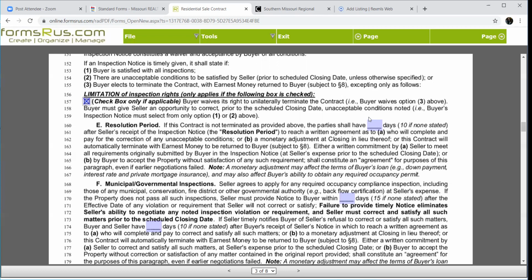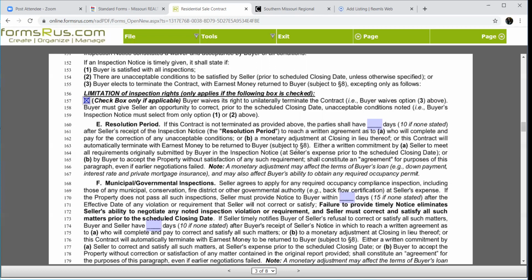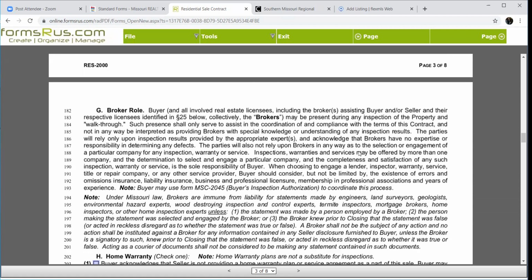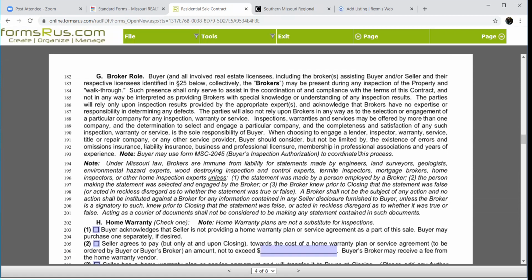I'm like, well, you were out of contract. There's nothing we can do. You didn't extend this time period. Section F, you just get to ignore this section altogether. Just get to skip it. Don't even worry about it. Wasn't that fun? All right, broker rule.